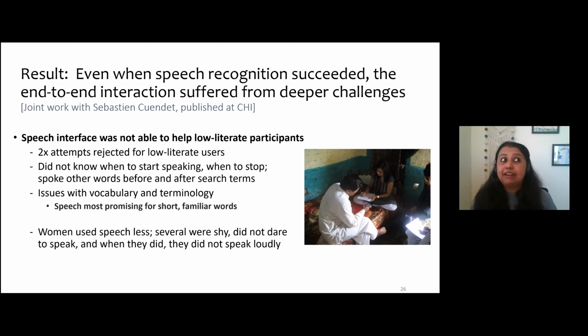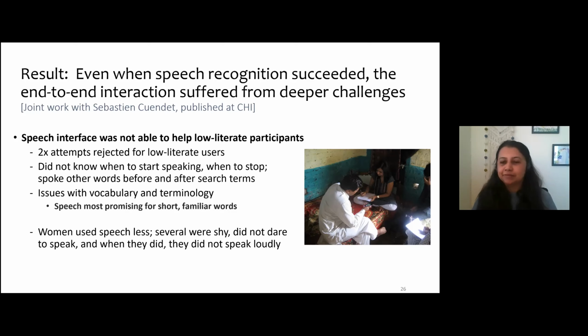But there are differences in terms of gender. For example, we saw that women use speech less. This was in a rural context. Women were shy to speak, and it was not considered polite for a woman to speak loudly, especially in a rural context. Maybe the father-in-law or the brother-in-law was in the next room, and they would speak in a very hushed tone, and the system would not recognize, and the interaction would break down.